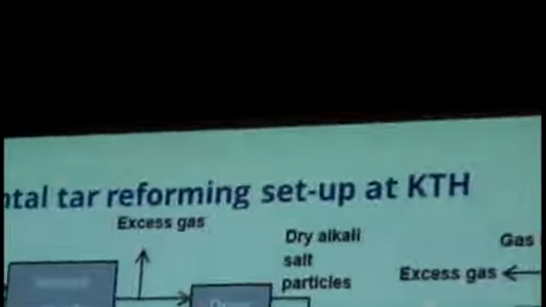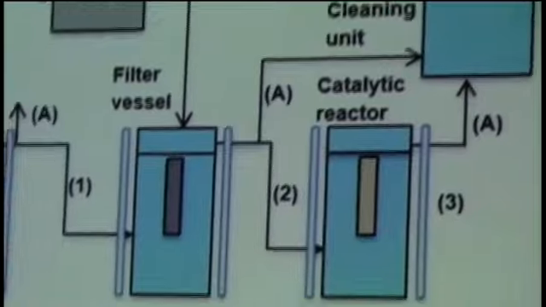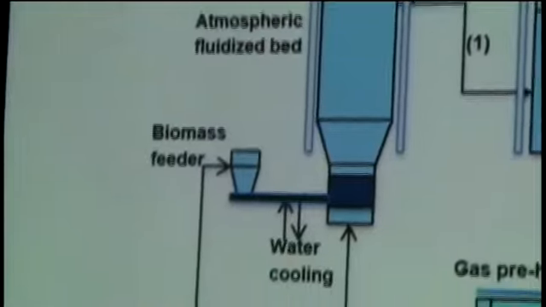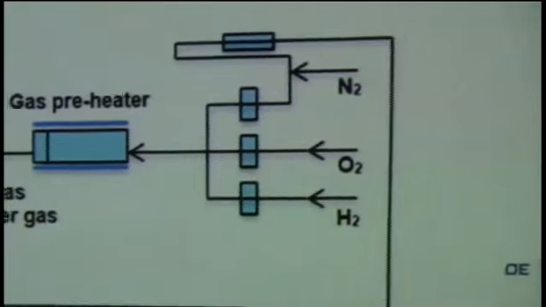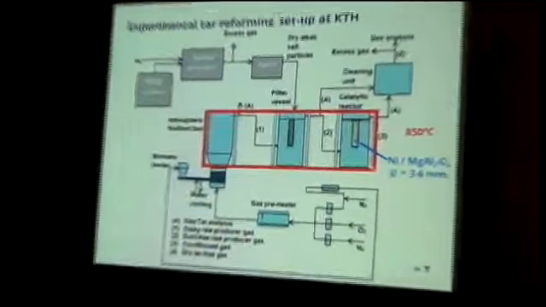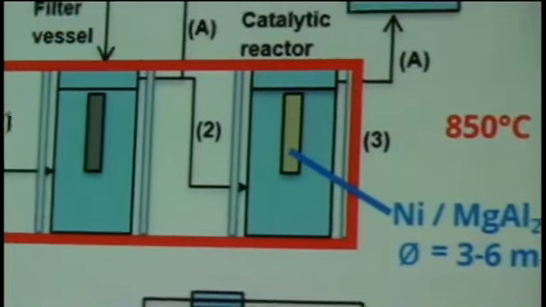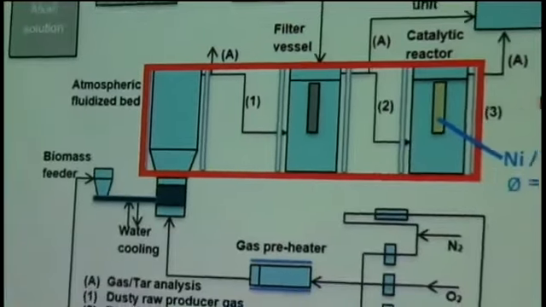The experimental tar reforming setup at KTH has a fluidized bed biomass gasifier and a hot gas filter. We introduce various salts, alkalis, and others through an aerosol after the filter. And then the gas passes over to the catalytic reactor, and there are various analysis points in your system. Importantly, all these three units are inside their own heat box, so they're all heated to 850 C isothermally. And we've been operating with the Haldor Topsoe nickel magnesium alumina spinel catalyst in the tar reformer.